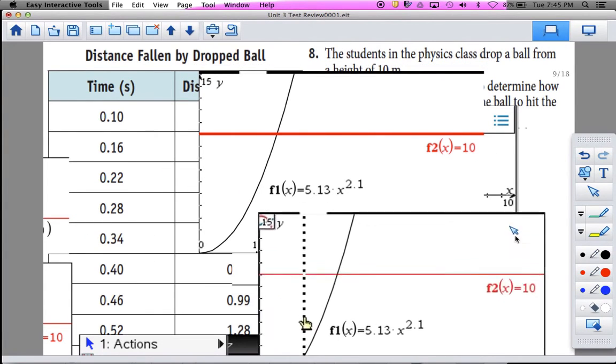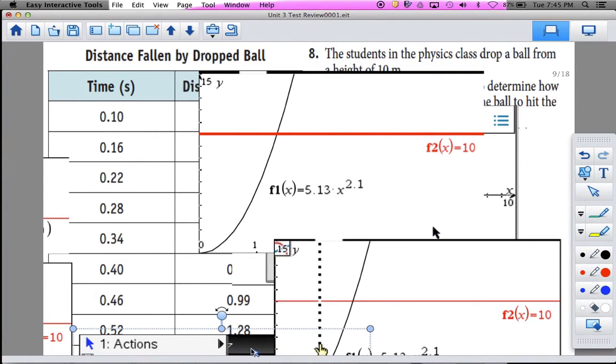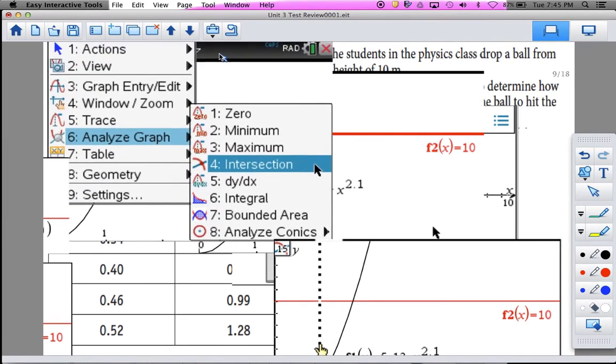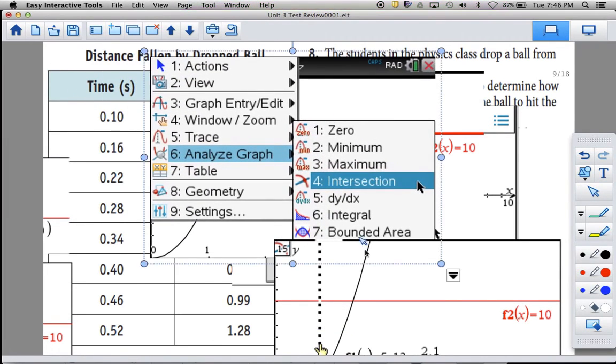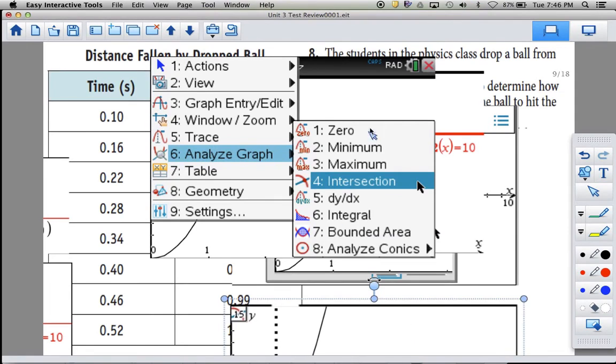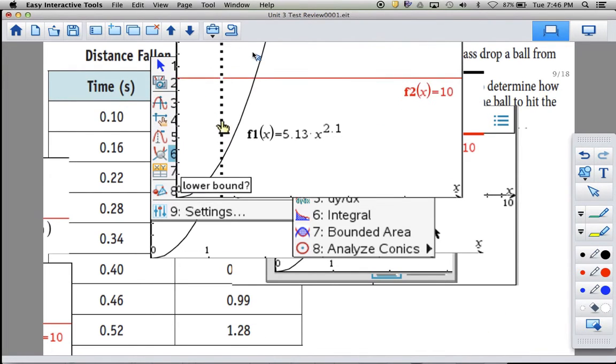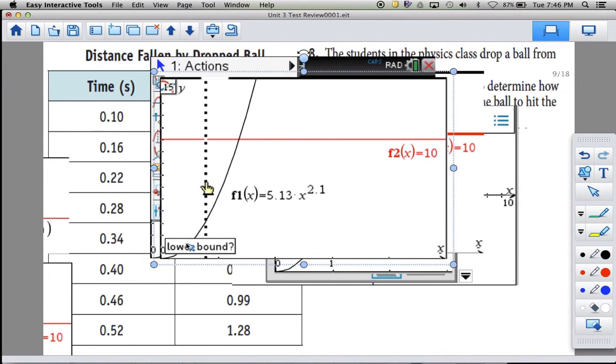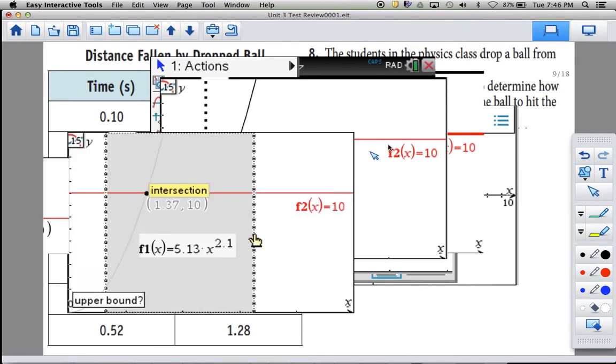And then to find the intersecting point, I know I go through a lot of these basic steps. Most of you already know this. To do that, you want to analyze your graph. So you go to Menu, Analyze Graph, Find Intersection. And then you'll get a screen that looks like this, where it says Lower Bound. You need to have this dotted line on the left side of the intersecting point. Notice on my picture, I'm not having it right up here. It just needs to be somewhere on the left side. It doesn't matter exactly where.